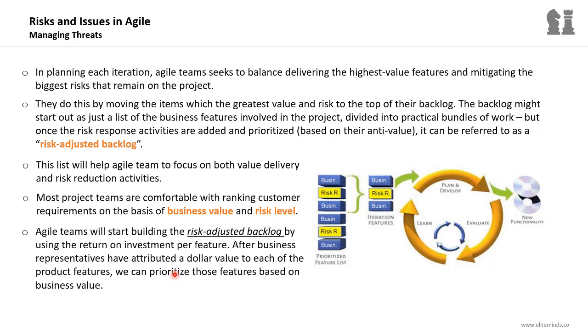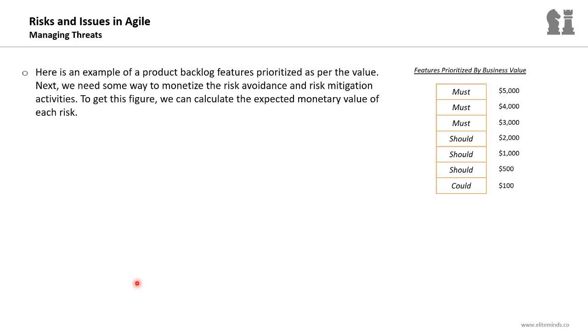Agile teams will start building the risk-adjusted backlog by using the return on investment per feature. After business representatives have attributed a dollar value to each of the product features, we can prioritize those features based on the business value. This is the first step in developing the product backlog. So here is an example of a product backlog with features prioritized as per the value.